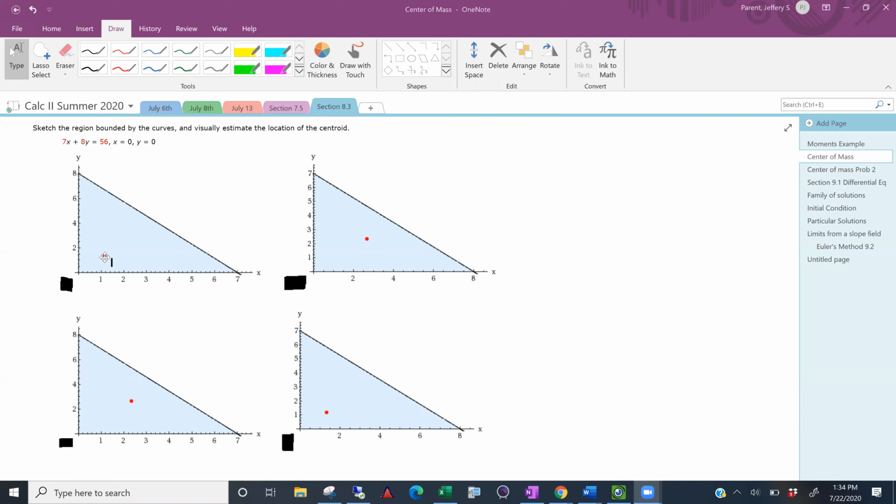I think this one is too close to the bottom left, so I don't like that possibility. Same with this one. So I'm thinking it's either this one or this one. Kind of hard to tell. It is a little bit more bottom heavy.